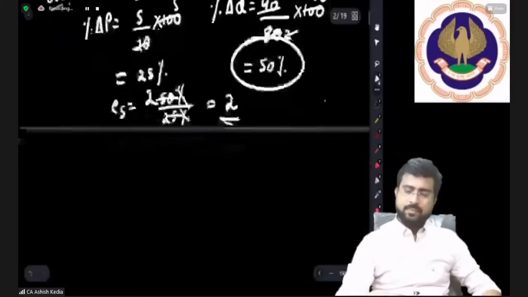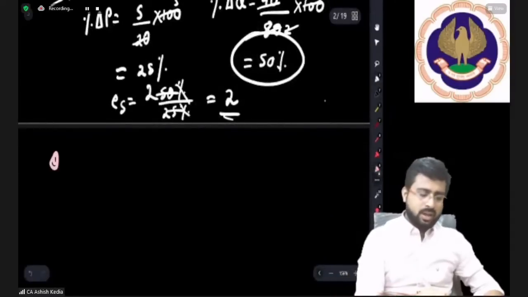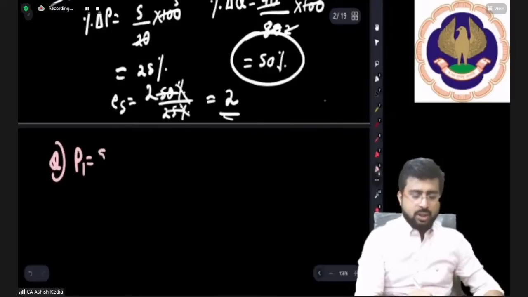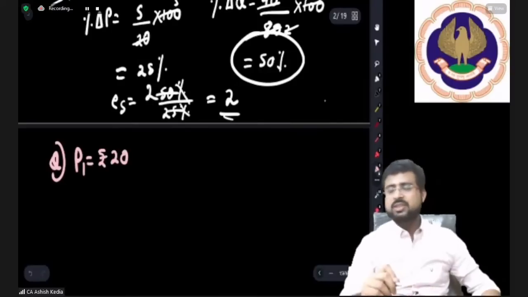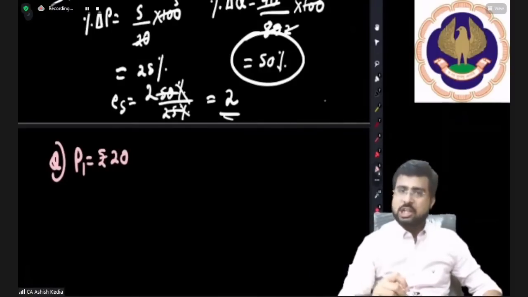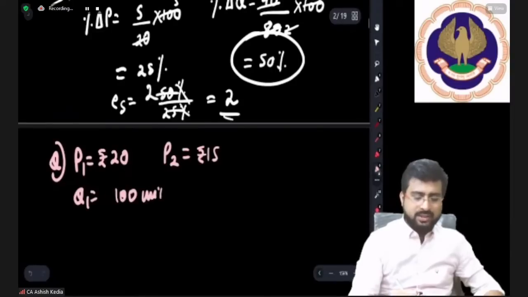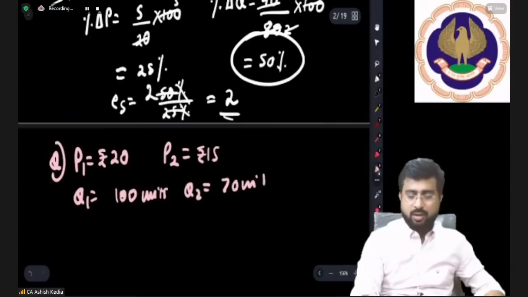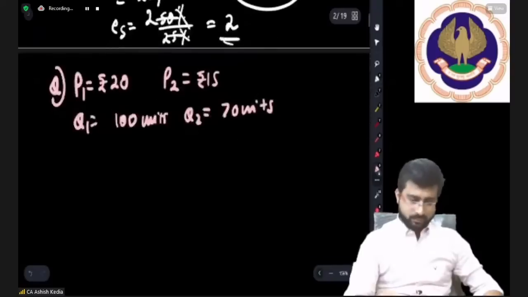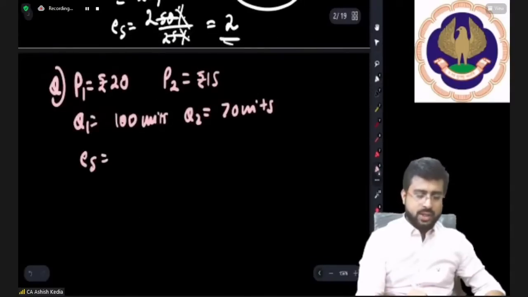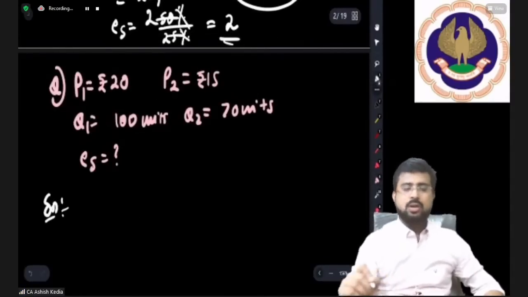Another question, sir. Let's see. Let's say price is 20 rupees. Now let's say price has fallen. So P1 is greater than P2. Let's say price is ₹15, but quantity supplied has also fallen, from 100 units to let's say 70 units. Okay, come on everybody, what is the elasticity of supply going to be? Come on everybody, try it out.